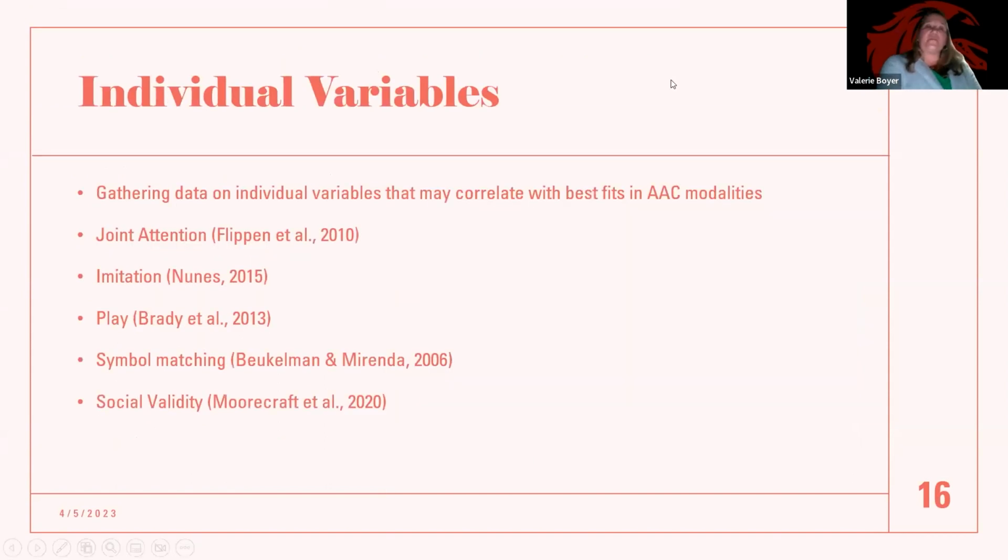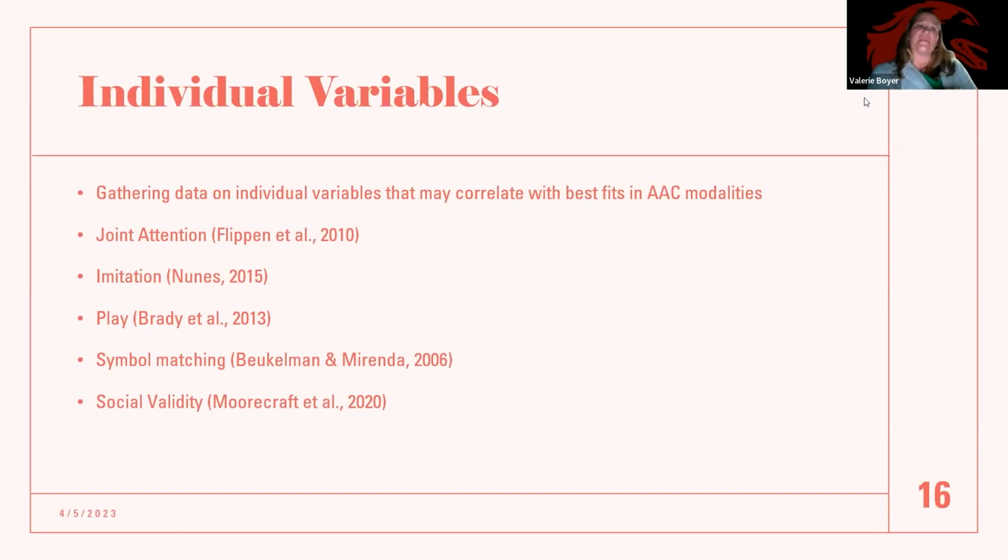So the individual variable piece that we're trying to gather some data on as we start to think about AAC modalities includes aspects of pre-linguistic skills. Those include joint attention. And one of the ways joint attention has been talked about is that individuals with potentially stronger joint attention at the onset might be more suited for AAC modalities that are a little more complex, and those who don't have a lot of joint attention when they are getting started might need something where that joint attention piece is sort of built into the AAC modality itself.